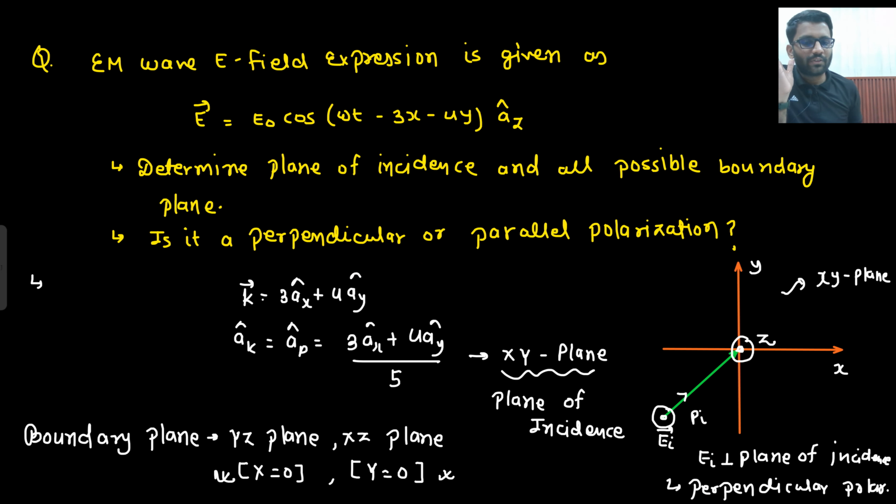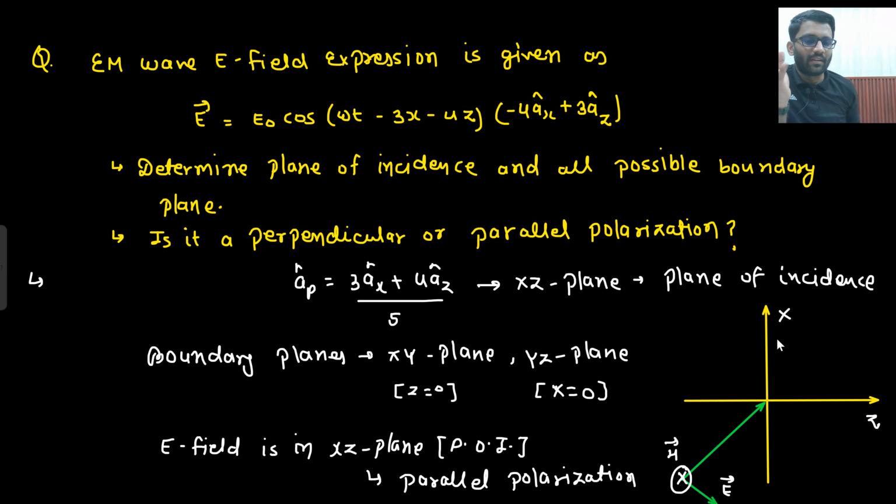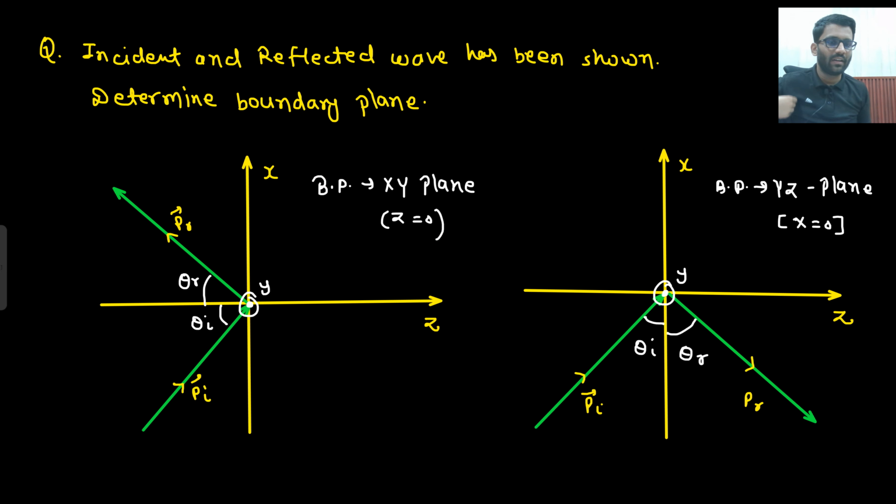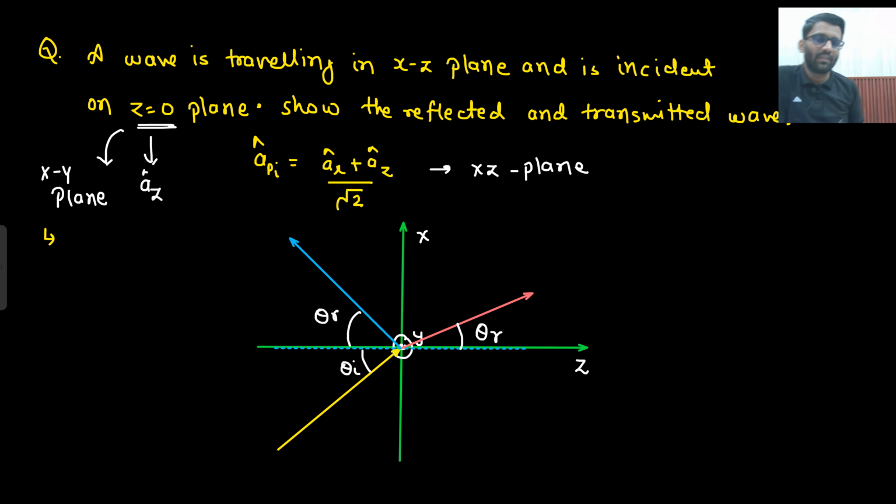So first, what did we show? First we saw how a simple wave travels and which plane is the plane of incidence. Then we came to the boundary plane. Here we saw the perpendicular polarization and parallel polarization. Then we combined everything. So now we will get into our oblique incidence. Now you will feel very good. You are able to solve all the problems of oblique incidence.